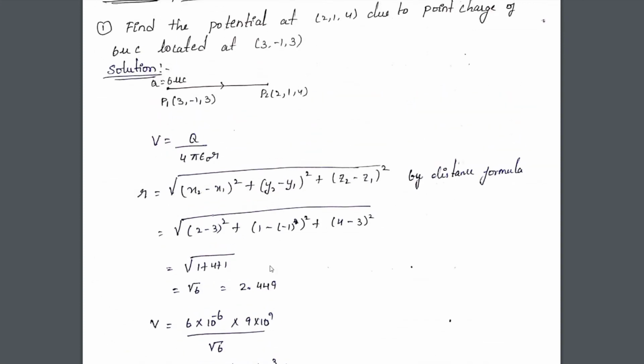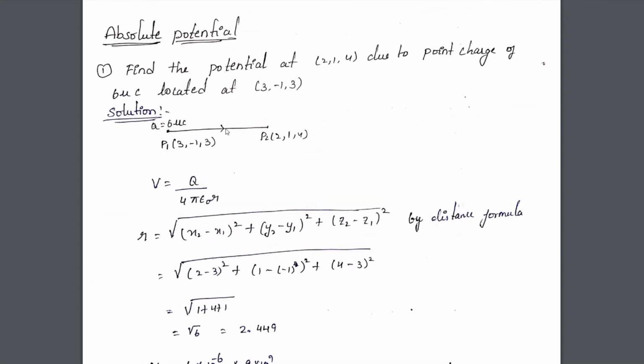So how do you calculate absolute potential? The charge is assumed as Q. The corresponding point wherever charge is located is P1. And where you calculate the potential is taken as P2. Then after that, you write the general equation for absolute potential. V is equal to Q by 4 pi epsilon naught R. Epsilon R is not given, so it should be what? Epsilon naught here.